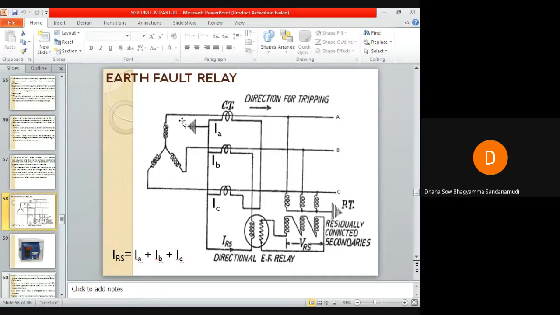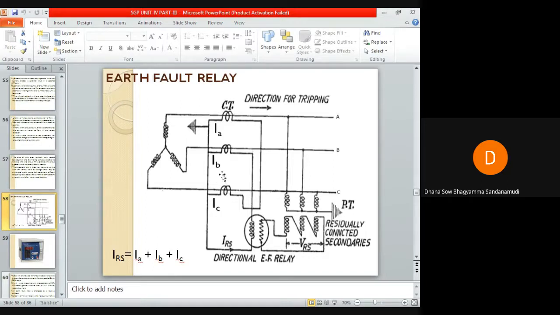These are the three phases. To these phases, CT primary is given. These are the CTs connected to these three phases: phase A, phase B, and phase C. The currents in the secondaries of these CTs are IA, IB, and IC.